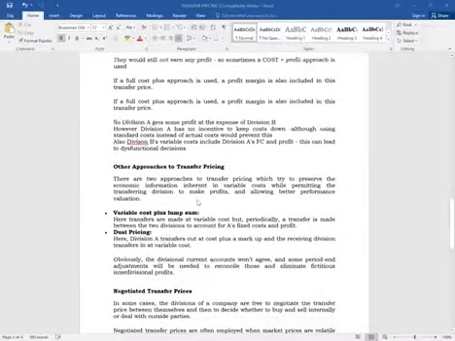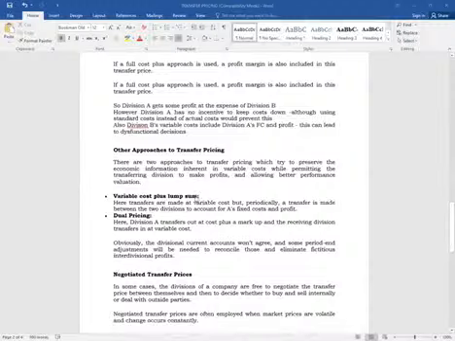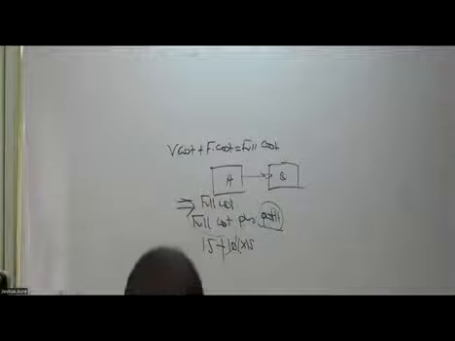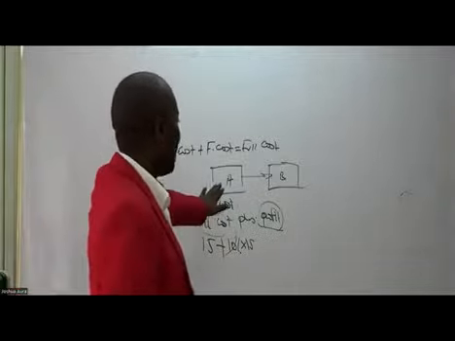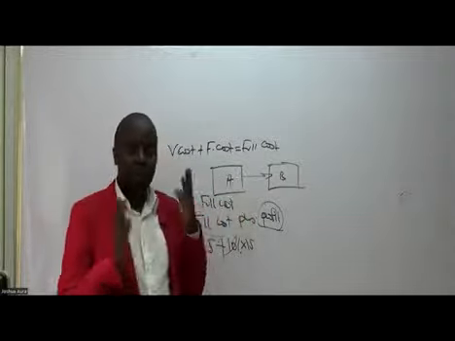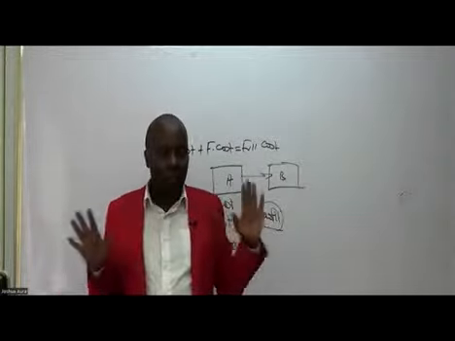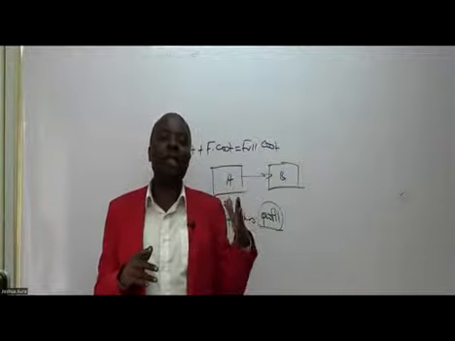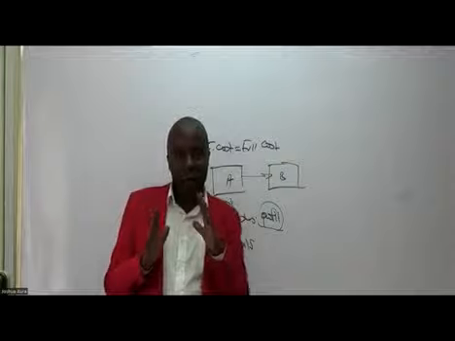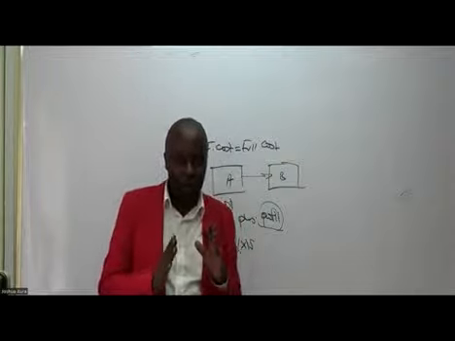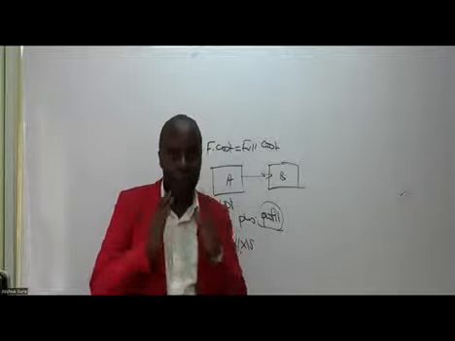Other approaches to transfer pricing. There are two approaches to transfer pricing which try to preserve the economic information inherent in variable cost while permitting the transfer divisions to make profits and allowing better performance evaluation. So we have variable cost plus lump sum. I love this because I've seen it operating in practice. Under variable cost, we shall just tell A to sell their goods to B at variable cost only. And then quarterly we shall be looking at you guys. We know that you've not been able to recover your fixed cost. So quarterly we give you a lump sum amount every quarter.